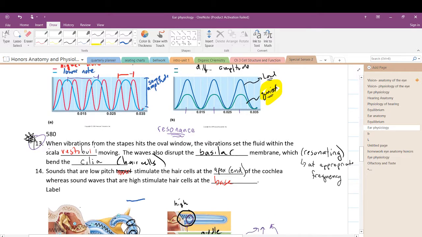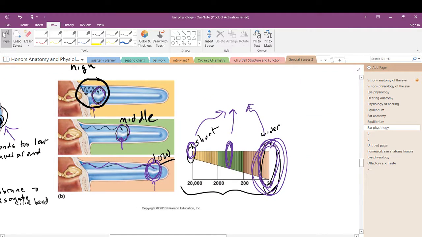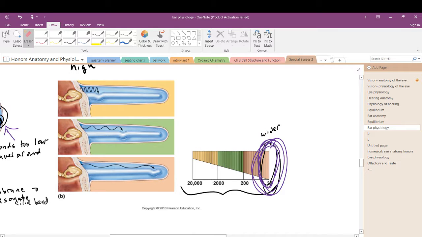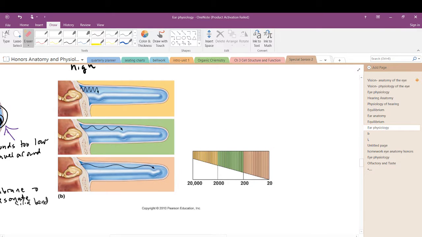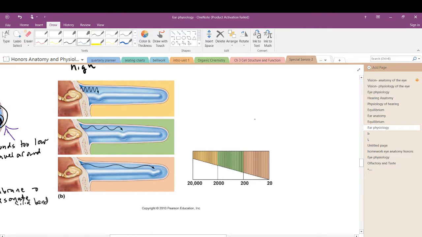Now, let's take a look at that basilar membrane. Let me use this picture, and I'm going to make that a little bit bigger and maybe clean that up a little bit just before we do this. Now, the basilar membrane, if you kind of take a look at it from the very, very top of it. So imagine you're looking down at that.